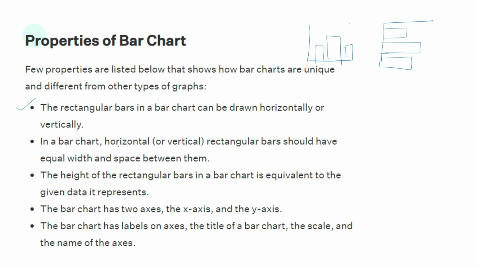In a bar chart, horizontal or vertical column bars should have equal width and space between them. So here we should have this equal width, and in between both of them we should have equal space.